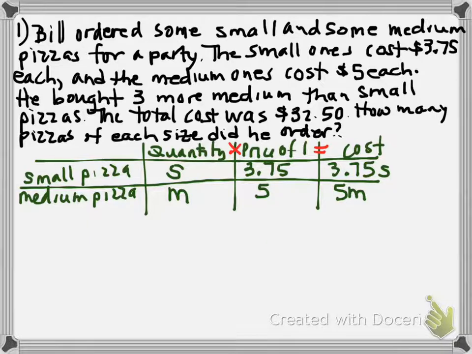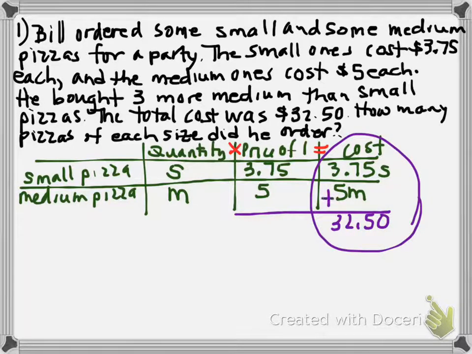Lexi? Yeah, basically what I could do is just put it right here. That's what these two add up to equal, 3250. So basically what we've just created is our first equation. So 3.75S plus 5M. So the total cost for the small pizzas plus the total cost for the medium pizzas equals the total cost of $32.50.